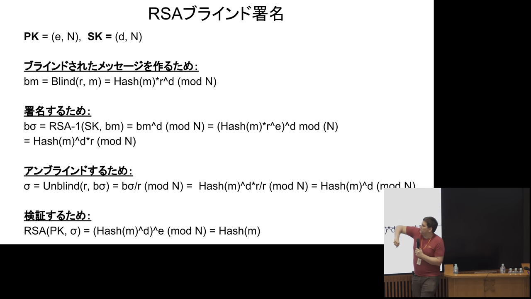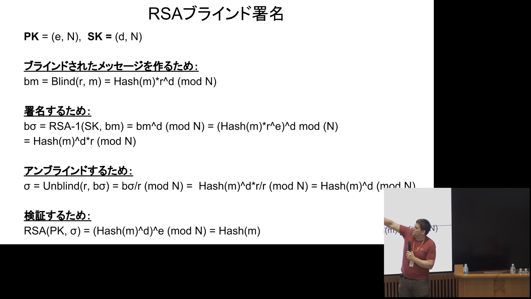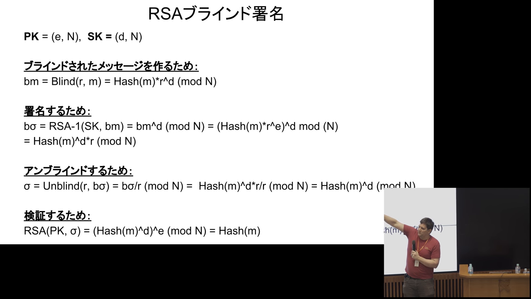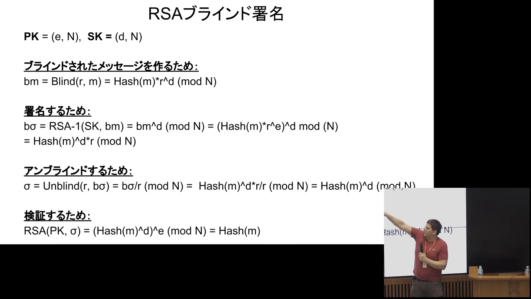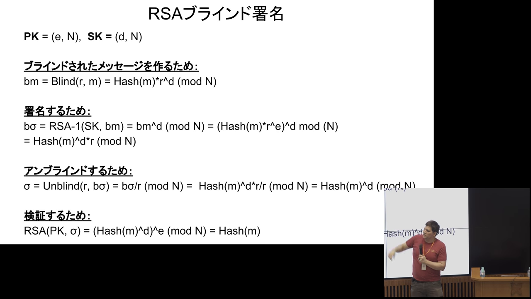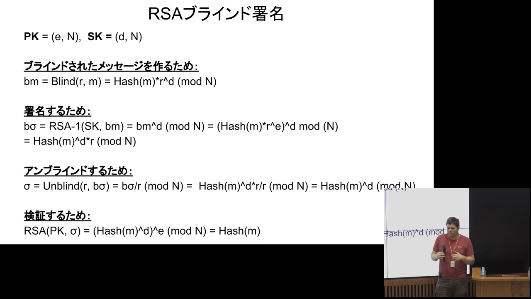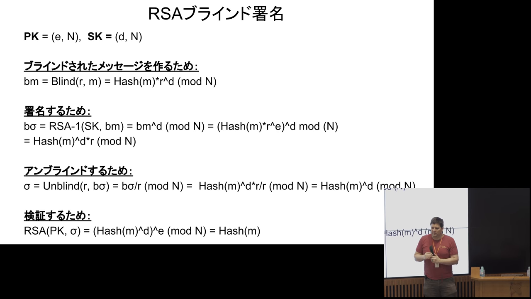The important takeaway here is that you are multiplying times R to the E, and when they sign it, that's going to get rid of the E, and then you just divide the R out. So you're basically just adding random noise and then subtracting that random noise. You just have to be careful about it because this has to work under this exponentiation to the D.